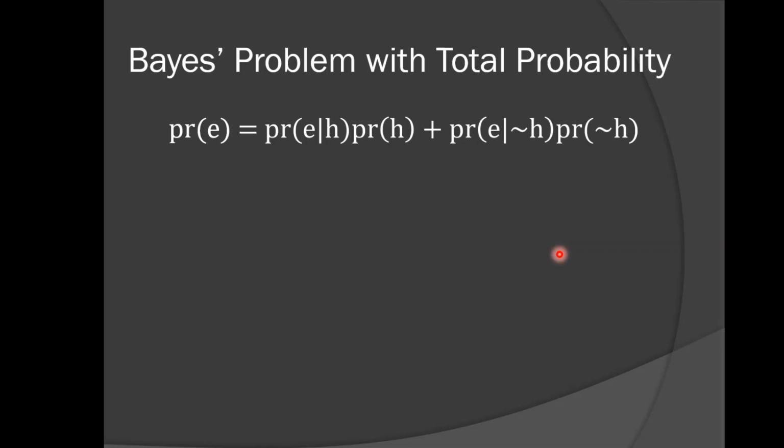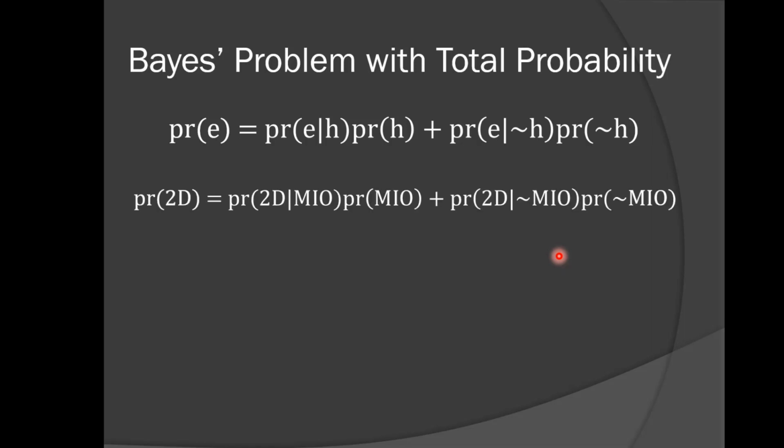Well, here's that total probability formula once again. And as usual, it's stated in terms of E's and H's, evidence and hypothesis. However, if we uniformly plug in our abbreviations, we get this expression. The total probability that a car is a two-door equals the probability that it's a two-door given that it's made in Ohio, weighted by the probability that it was made in Ohio, plus the probability that the car is two-door given that it wasn't made in Ohio, weighted by the probability that it wasn't made in Ohio.